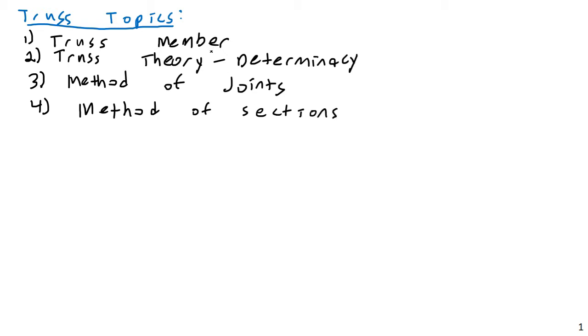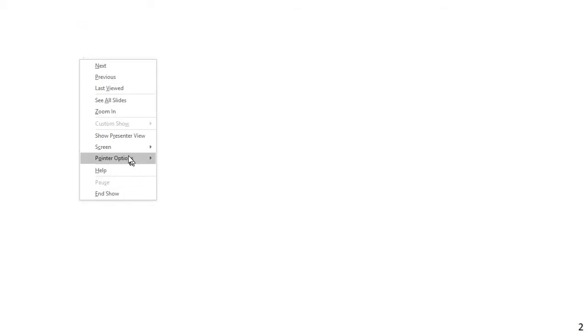So first, we want to look at what a truss member is. Then we want to look at trusses from the broader point of view, including things like determinacy. Then we want to look at the method of joints, and finally the method of sections. Okay. So let's begin. First thing I want to discuss is truss members. What does it mean for something to be a truss member?